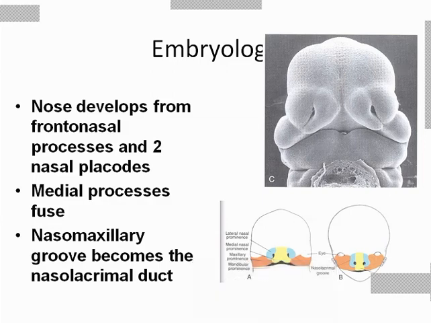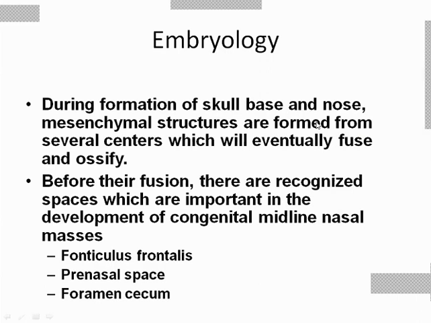Okay, so during the formation of the skull base, the skull base divides the intracranium from the nasal cavity. These mesenchymal structures form in several centers, because there are so many bones. Ethmoid is there, sphenoid is there. There are so many parts forming the skull base, which divides the nasal cavity and the nasopharynx from the intracranium. These various centers will eventually fuse and ossify.